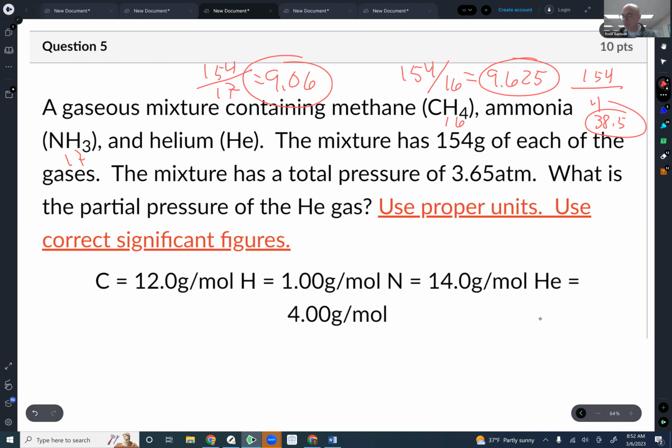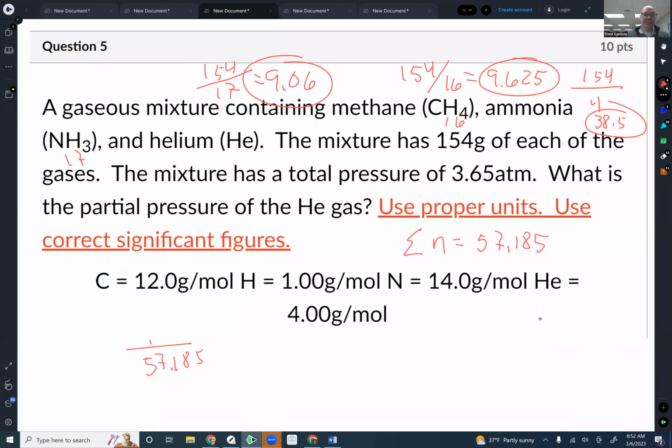So I have my 3 mole values. I've got to add all 3 of them together, and I get a sum of 57. So the sum of all the moles is 57.185. With that said, now what we've got to do is a mole ratio. So I'm going to take 9.06 for the ammonia divided by 57.185. So this is ammonia. It's actually asking only for the partial pressure of the helium, so we won't do that.